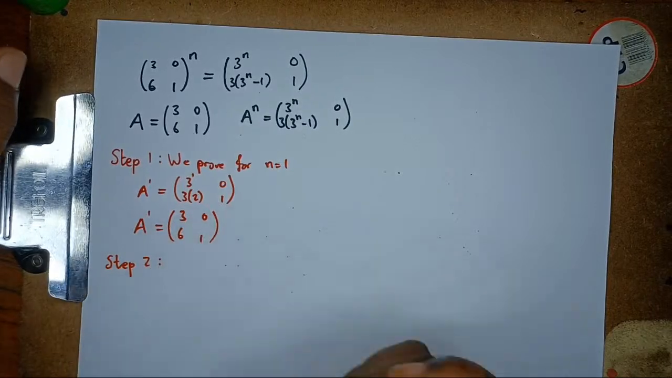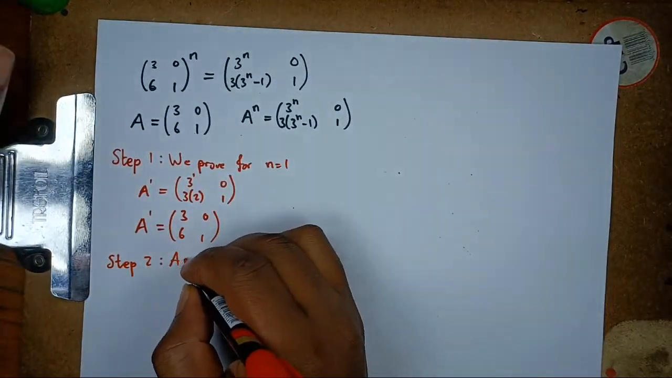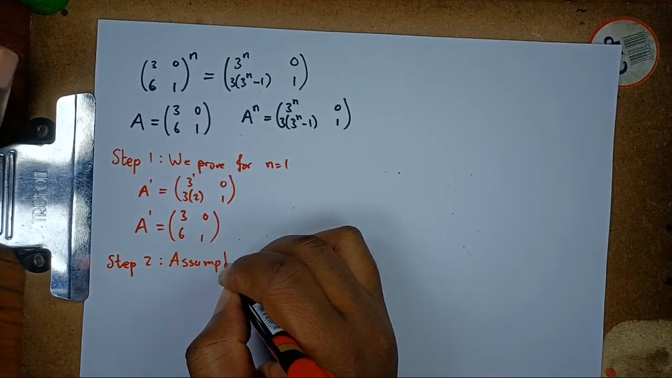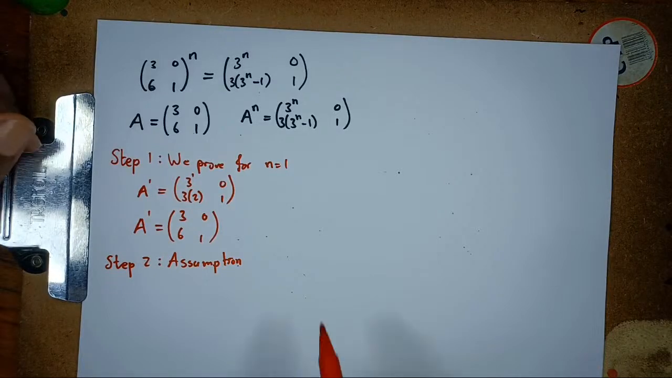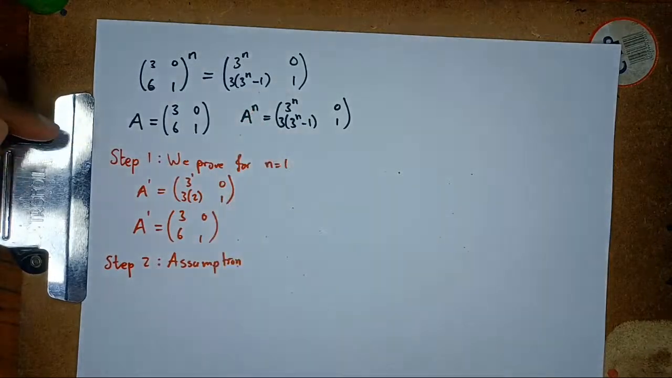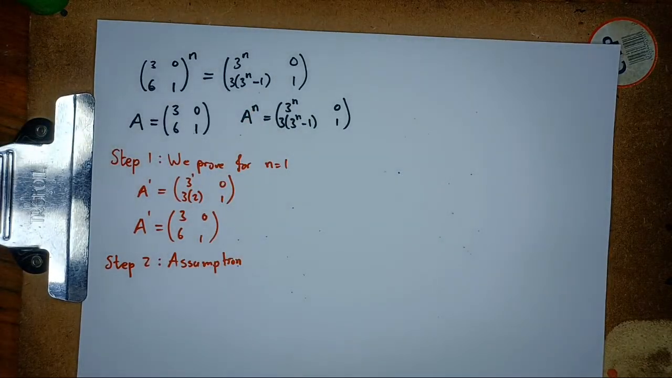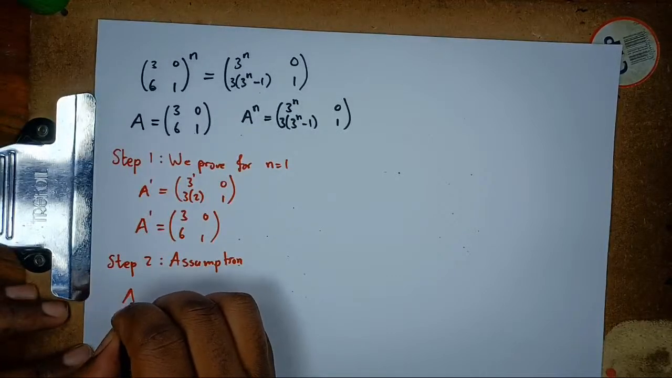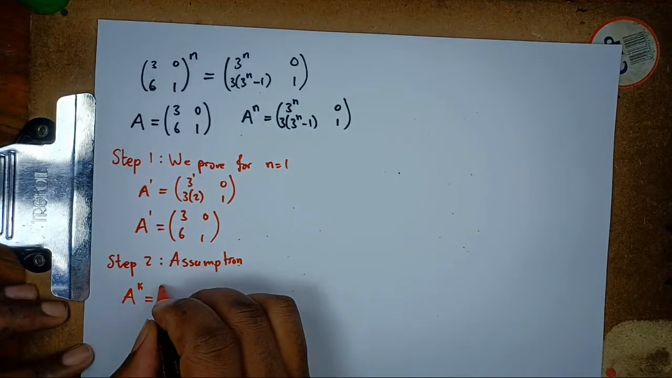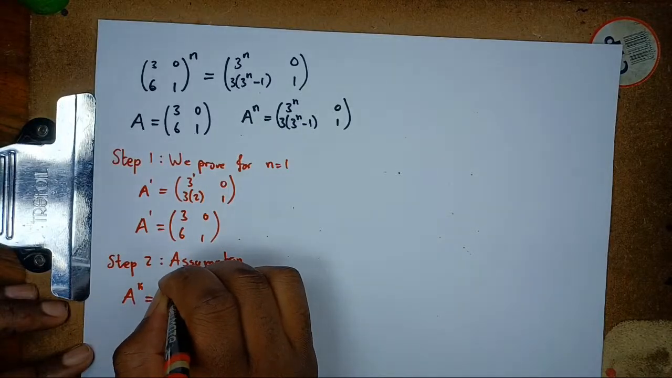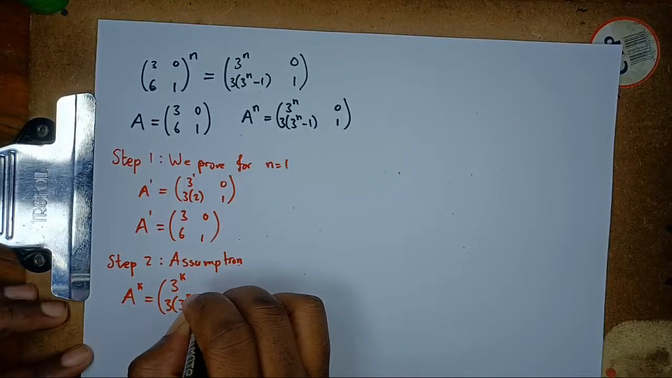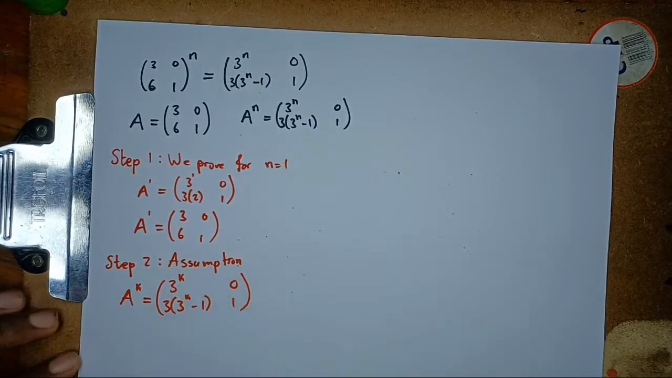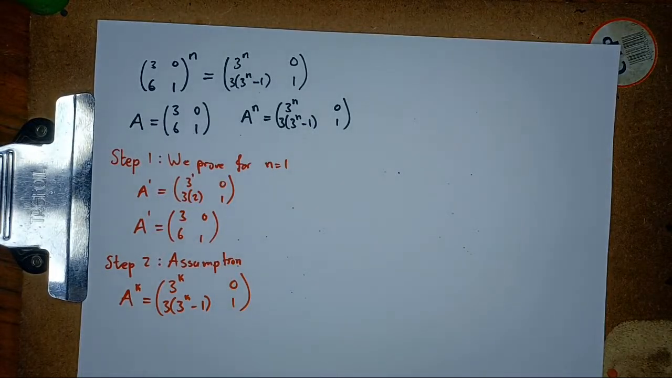Now, step 2, this is, of course, the assumption. We have to make an assumption. By making the assumption, we're saying that we assume that it is true for n equals k. Since we're making that assumption, where there's n, we replace it with k. And that's the only thing to do. So we're going to say A to the power k is equal to 3 to the power k, 3 open bracket 3 to the power k minus 1, 0, 1. That's the assumption. We even leave it there.